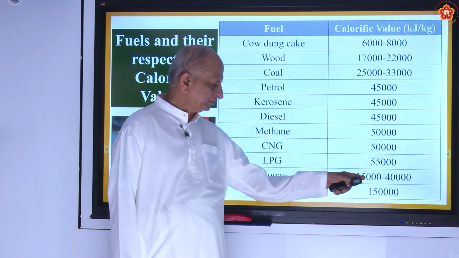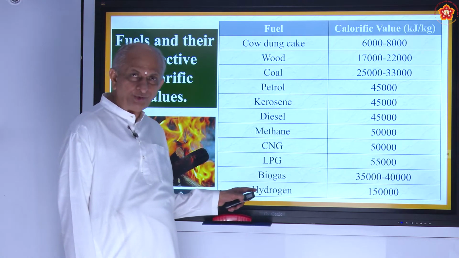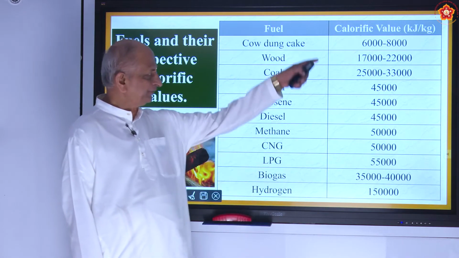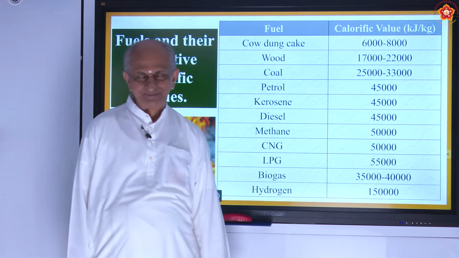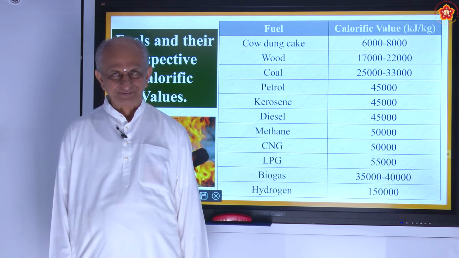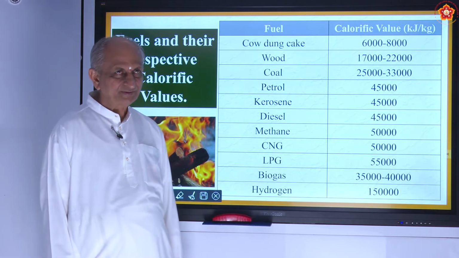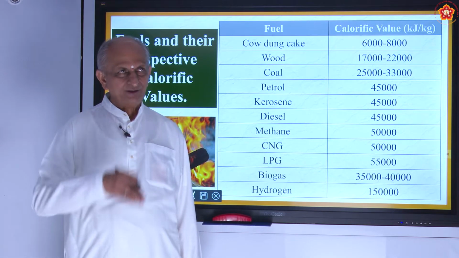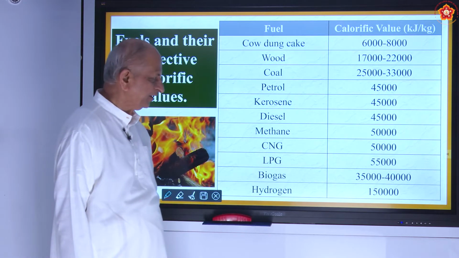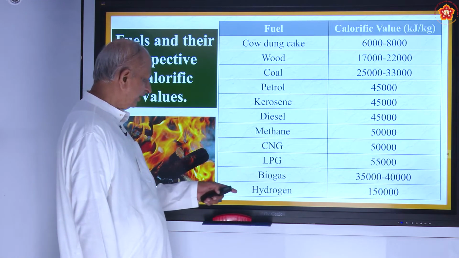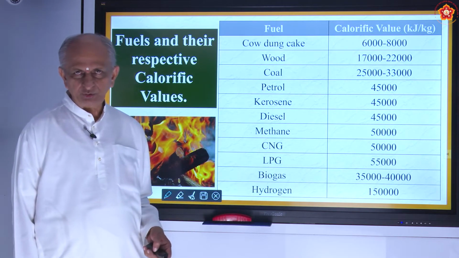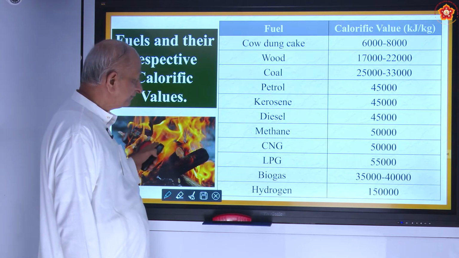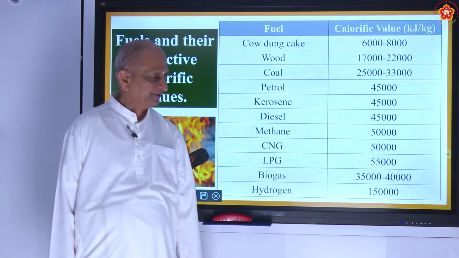Biogas 35,000 to 40,000 kilojoules per kg. Hydrogen 1,50,000 kilojoules per kg. In this list, this is the highest, hydrogen, but still it is not used in daily life. Why? Because it is a combustible gas. There are some dangers, and to make it danger free is a costly affair. That's why even though it has a high calorific value, it is not used in daily life. Only on special occasions they use it. So this is a fuel that is being burnt. So this is the amount of energy that is released.